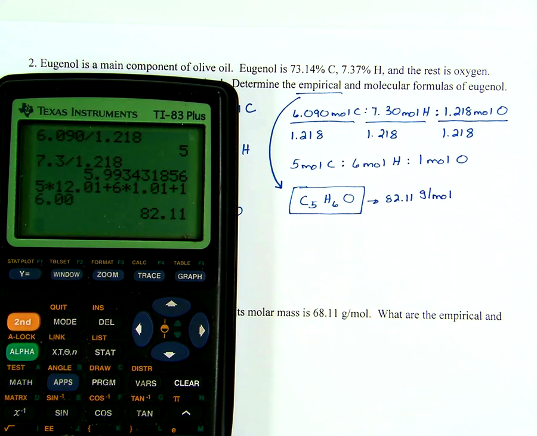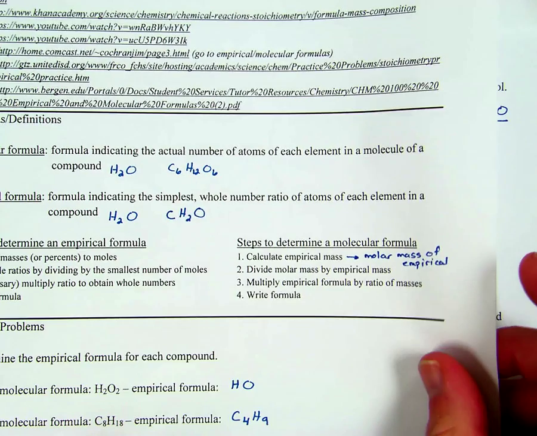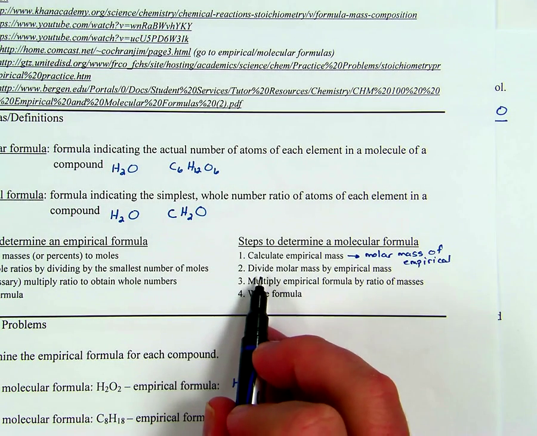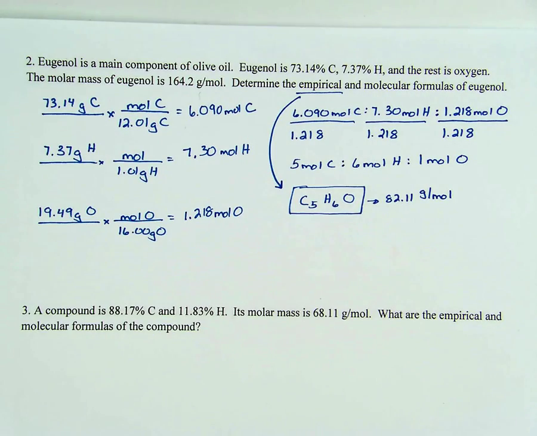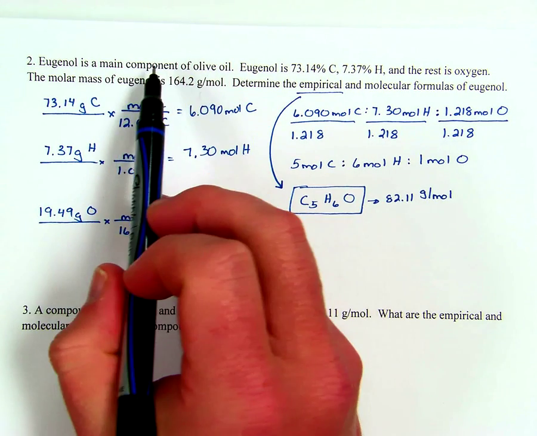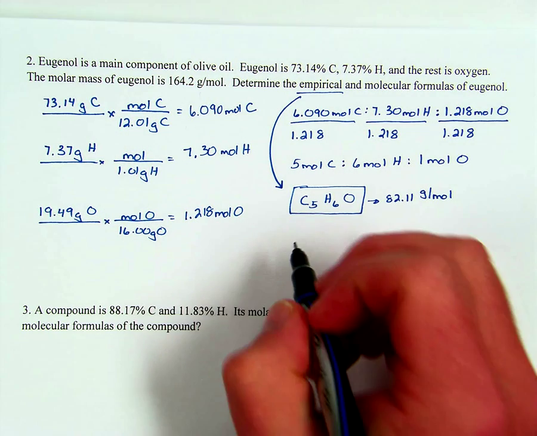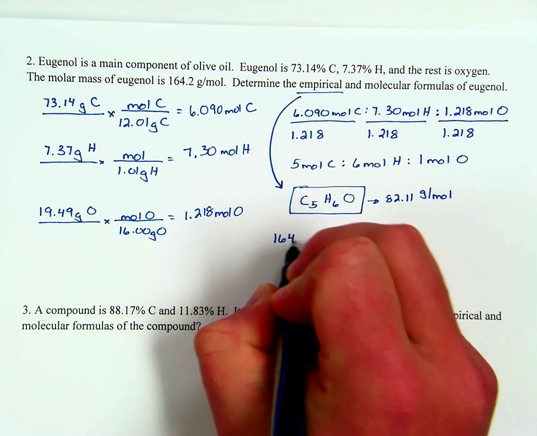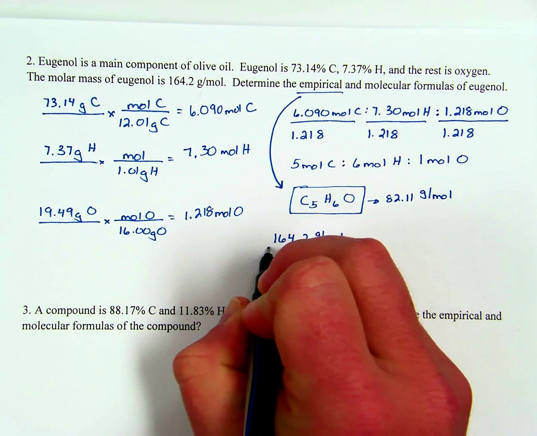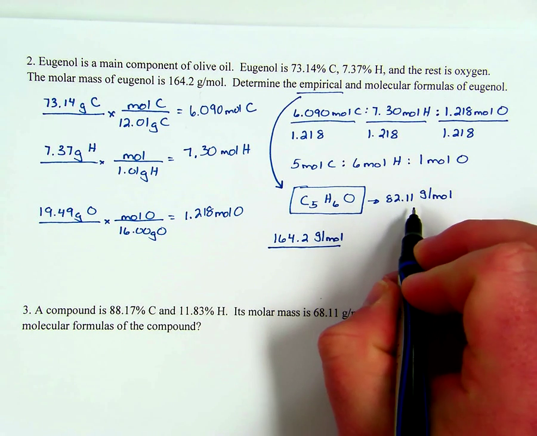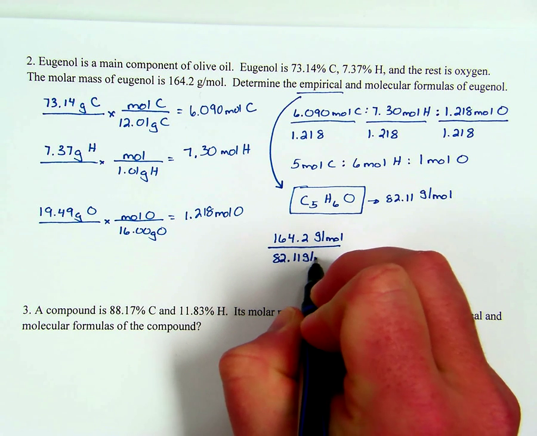The second step, we are going to divide the molar mass by the empirical mass. If you look in the problem here, we are given the molar mass for the compound. We're told it's 164.2. So we're going to take that molar mass, which is the molar mass of the molecular formula, and divide by the empirical mass that we just found. Now when you do this, this is going to be a whole number.